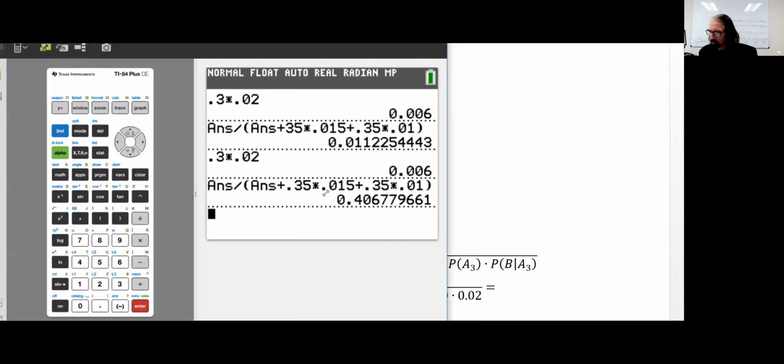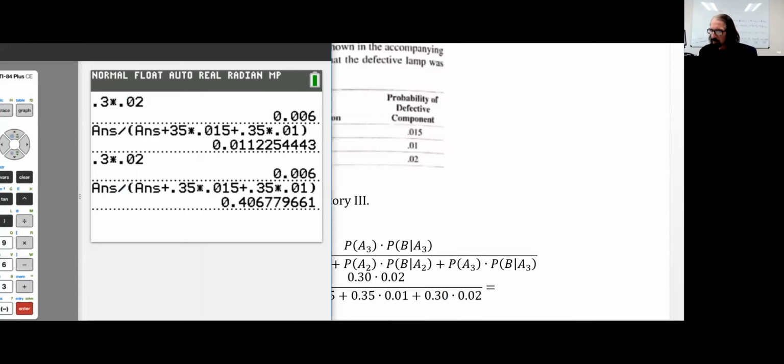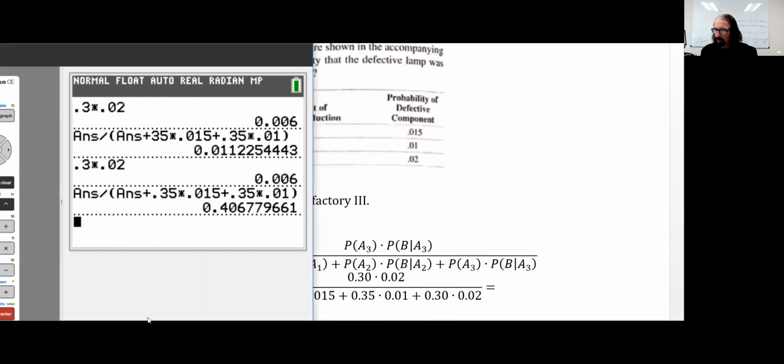All right. So I actually already put this in. The numerator is going to be 0.006. And then in the denominator, you're taking that and adding these two products to that. When I do the division, I would round that to 0.4068.